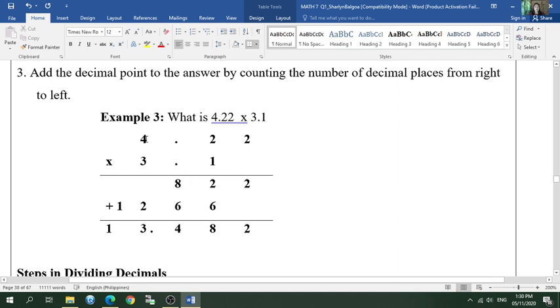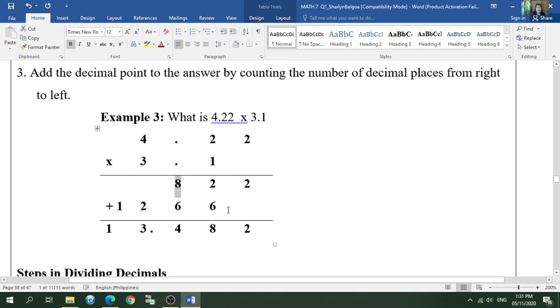4.22 multiplied by 3.1. Okay. So, 1 times 2 is 2, 1 times 2 is 2, 1 times 4 is 4. Okay? Ito naman is 3 times 2 is 6. 3 times 2 is 6. 3 times 4 is 12. So, ito kanina ay 4. Okay? May maliit dito. So, bring down 4. You add 2 plus 6 is 8. 4 plus 6 is 10. Okay? 0, carry 1. 1 plus 2 is 3. And then bring down 1. So, 13.082.